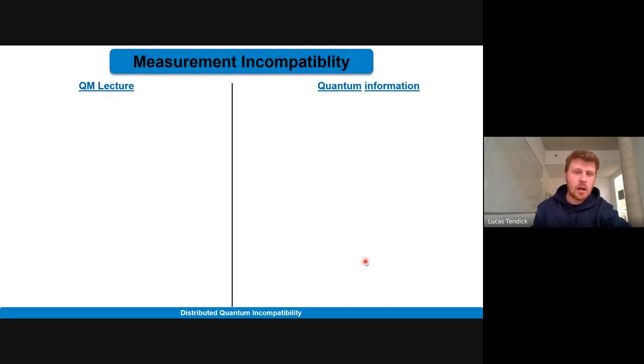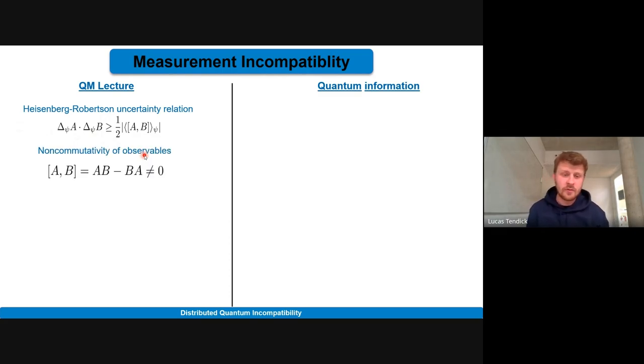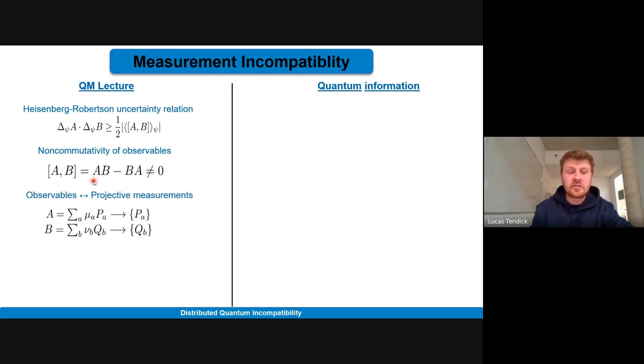Good. I want to make a very short introduction to measurement incompatibility, just in case someone is not super familiar with it. In the quantum mechanics lecture, we usually learn about the Heisenberg-Robertson uncertainty relation, meaning the product of the standard deviations of two observables is lower bounded by some function of the commutator. So the non-commutativity or commutativity of observables is the main notion: if these two commute, so if this is actually zero, we can measure them jointly, and if not, then not. And since we're talking about observables, by the spectral decomposition, this notion just concerns projective measurements.